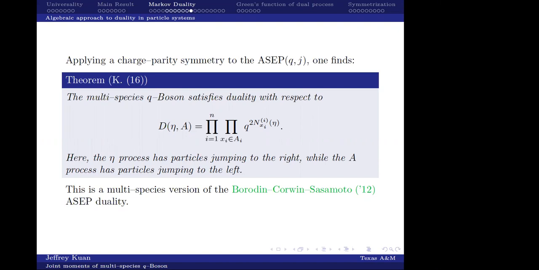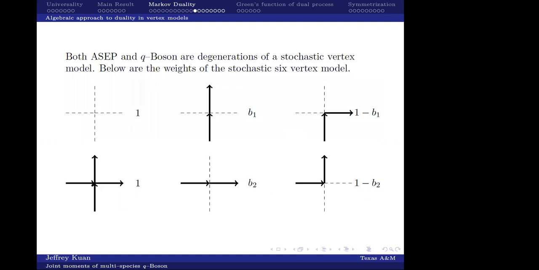Okay, so that's one way to prove this. I like this result enough that I wanted to see how else it generalizes. So the next thing I'm going to talk about is duality in vertex models. Both ASEP and Q boson are degenerations of stochastic vertex models.